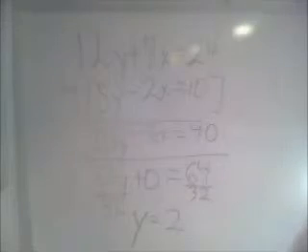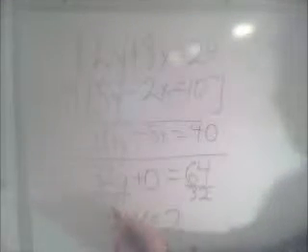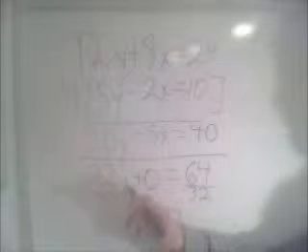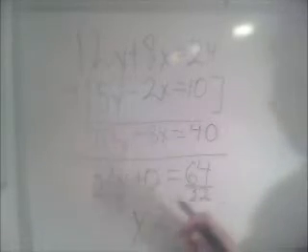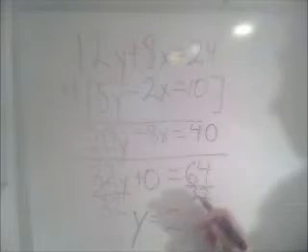Okay, does everybody see that? 32 over 32 is going to be 1. 1 times y is y. 64 also divided by 32, because whatever we do to the left-hand side, we have to do to the right-hand side. 64 over 32 will be 2. Now we have one solution, which is that y equals 2.